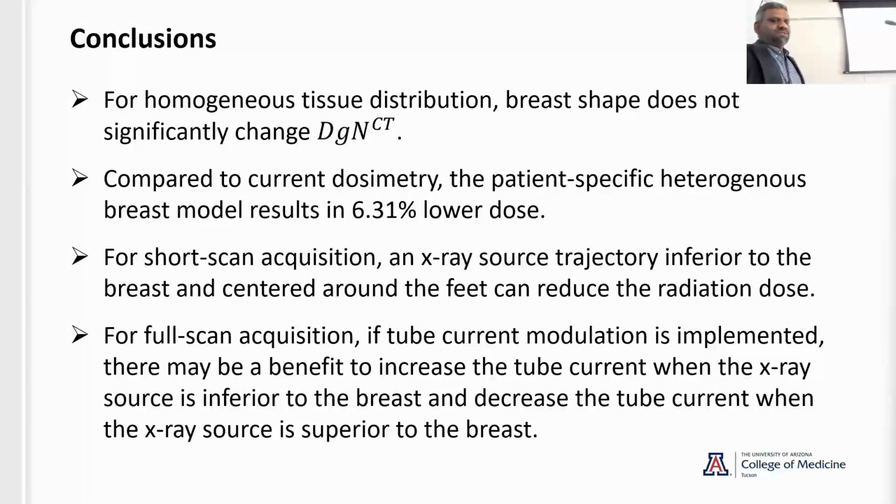So in conclusion, with a homogeneous distribution, breast shape does not change dose. And compared to current dosimetry, if you use the actual patient tissue distribution, it's 6% lower. For a short scan, we want to use an inferior trajectory centered around the feet. And for full scan acquisition, you can use tube current modulation with higher mA when the source is below the breast and lower mA when it's above the breast.